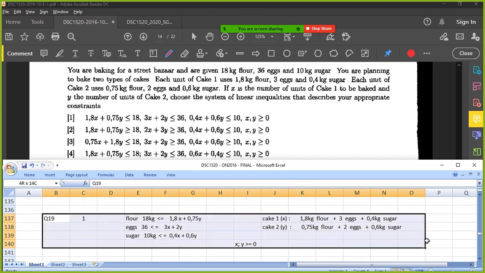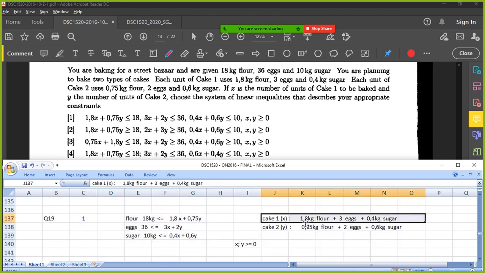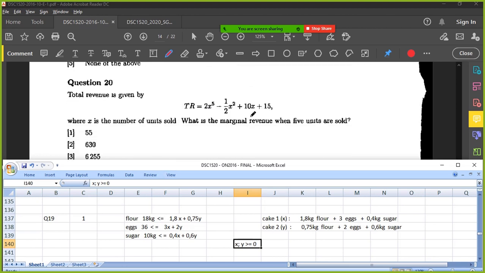Good. Okay, done. So cake 1 and cake 2. Obviously, you have to look at flour, eggs, and then sugar. And obviously you have to have cake, so obviously greater than or equal to 0, not negative. Good.